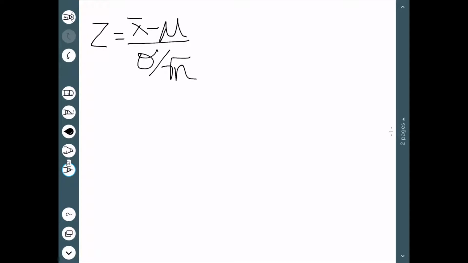Step 1, we want to state our hypotheses. We then want to find our critical value, which we talked about last video. We then want to compute the test value, this thing we just defined. We want to decide if we're in the rejection or the non-rejection region, and then we want to summarize the results. So let's look at a few examples.